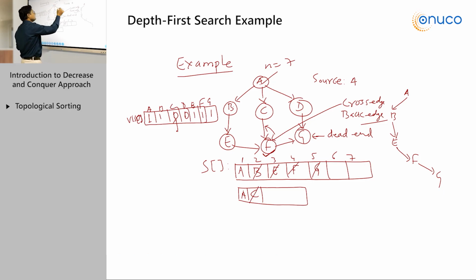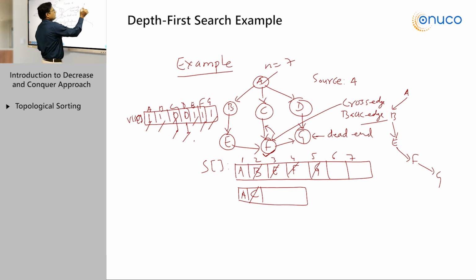Do you have any other paths left? Yes, A to D. Was D visited earlier? No, D was 0. Hence, we are going to visit D. At this point of time, we can say that from A, B is visited, C is visited, D is visited, E is visited, F is visited, G is visited. It means all the vertices are visited from A. So, we have C and here D.